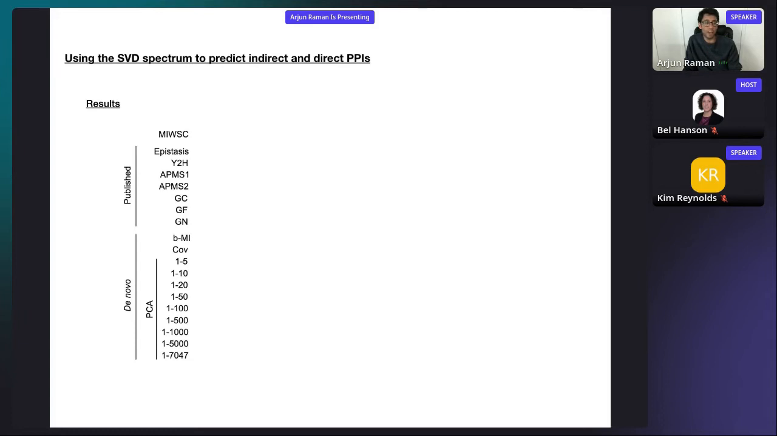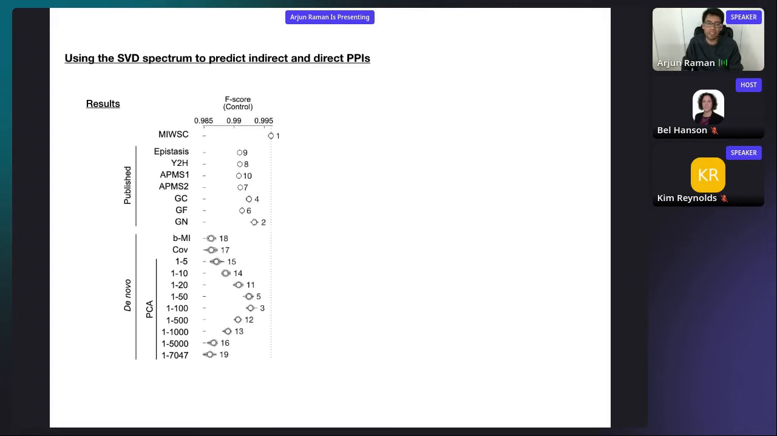computational inference, and a PCA-based method that basically just takes into account the top modes of variation every time and extends the consideration deeper and deeper into the spectrum. So for instance, modes 1 through 5, 1 to 10, 1 to 20, all the way down to 1 to 7047.